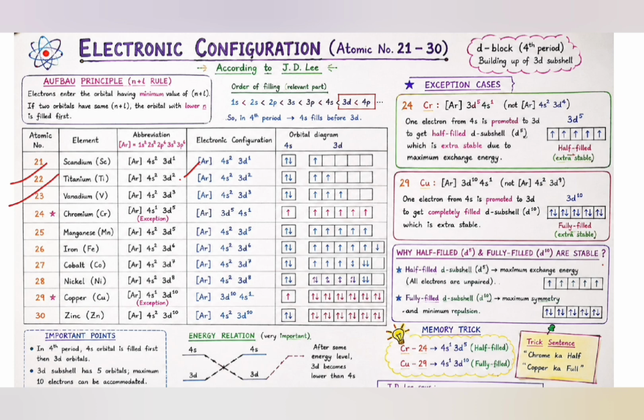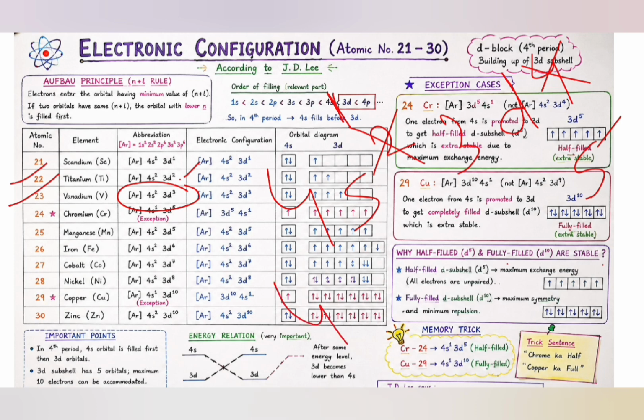In the case of vanadium, the configuration will be 4s2 3d3. Now come to chromium. What should be the expected configuration of chromium? 4s2 3d4. But what will happen in chromium? One electron from the 4s will come into the 3d, and the configuration will be 4s1 3d5. So the configuration is 4s1 3d5. Why is it happening?